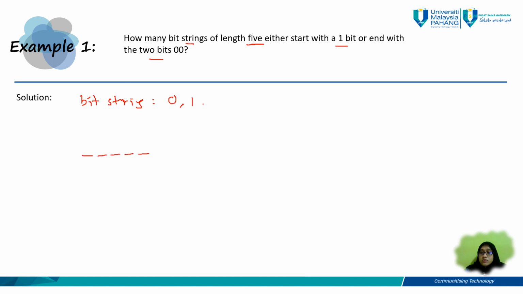And we also have conditions. The first condition is that it starts with a 1 bit. So for the first condition, the first place must be 1 only. And then, the second condition is that the bit string must end with 0, 0. That means, for places 1, 2, 3, 4, 5, the last two must be 0, 0.